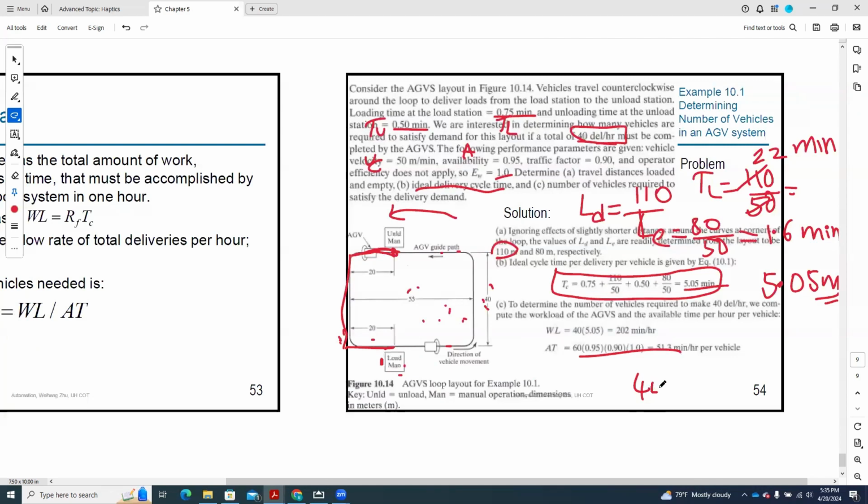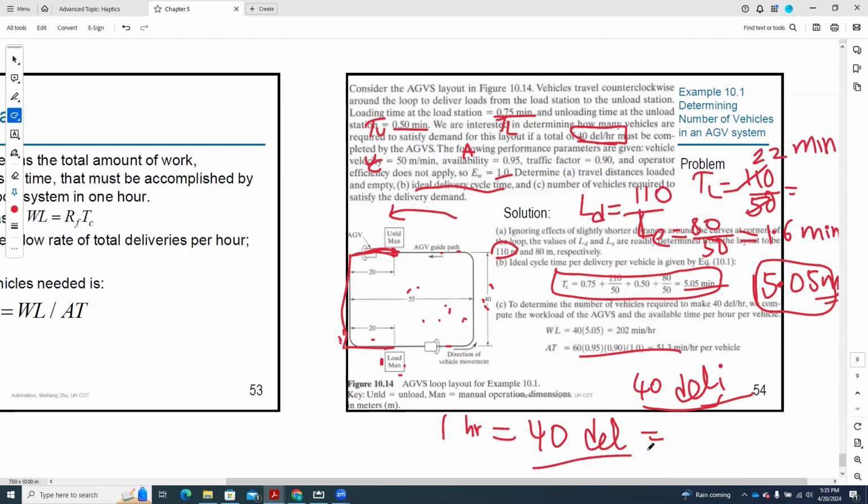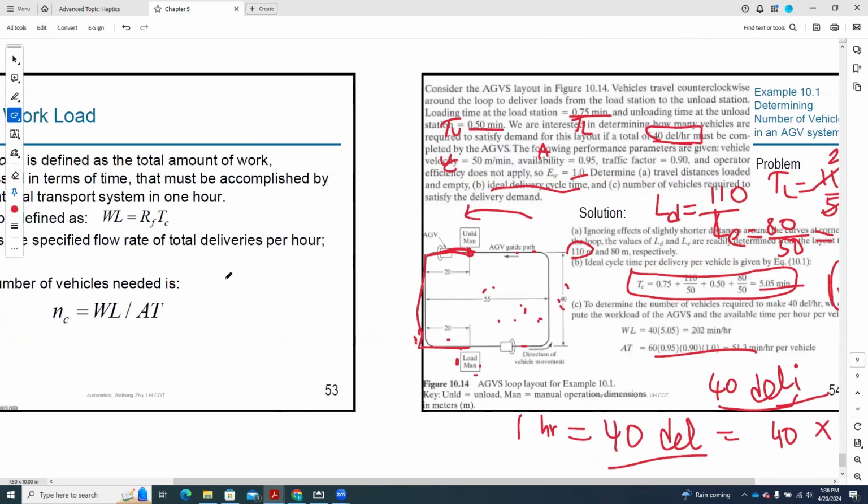So in 1 hour we have to make 40 deliveries. For one delivery we need 5.05 minutes, so the total time to make 40 deliveries is 40 times 5.05. We know that TC is 5.05 and RF is how many deliveries we need to make in 1 hour. Using these two, we calculated the workload.